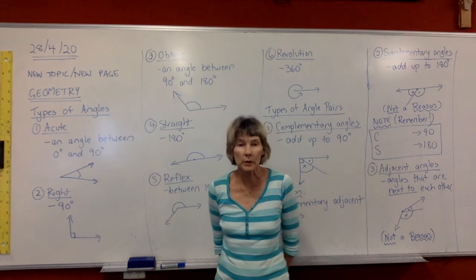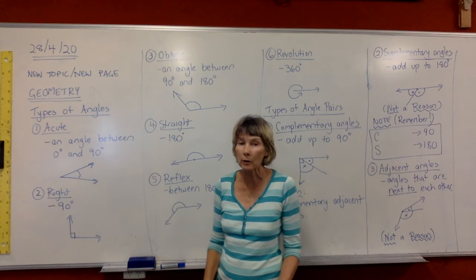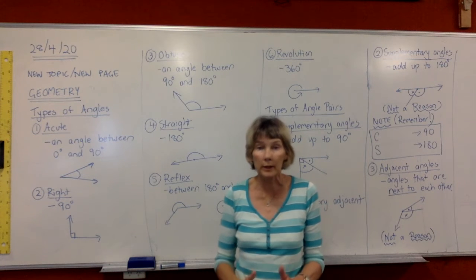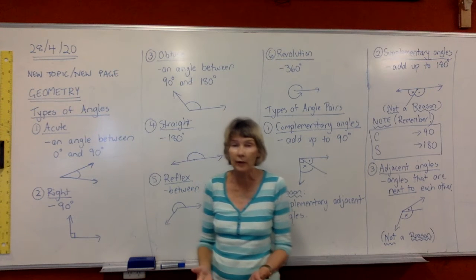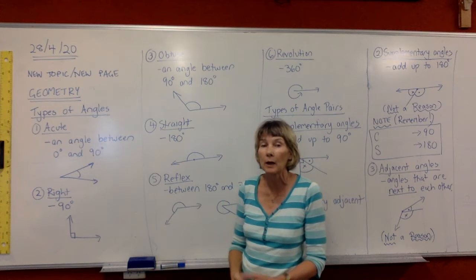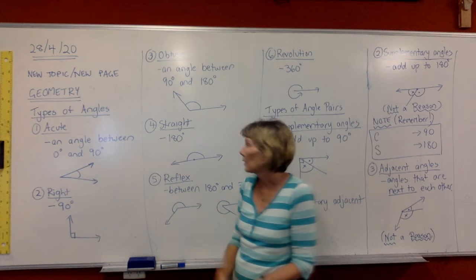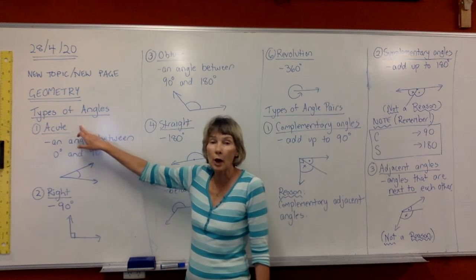So types of angles is first. So we're looking at one angle and what we call its type. Sometimes they use the word classify. It might say classify this angle, or it might say what type of angle is this. Okay, so the 6 types.